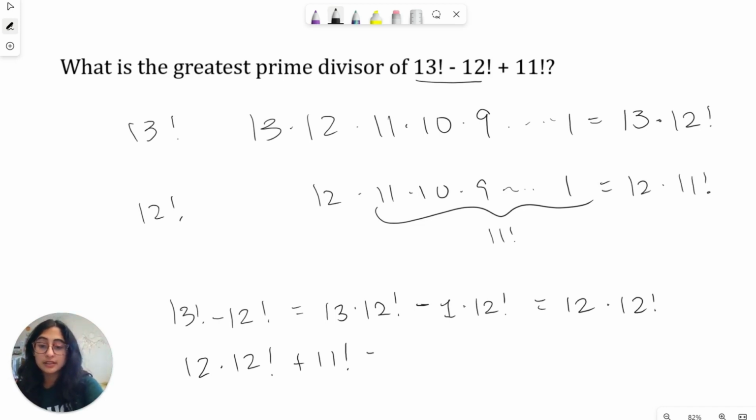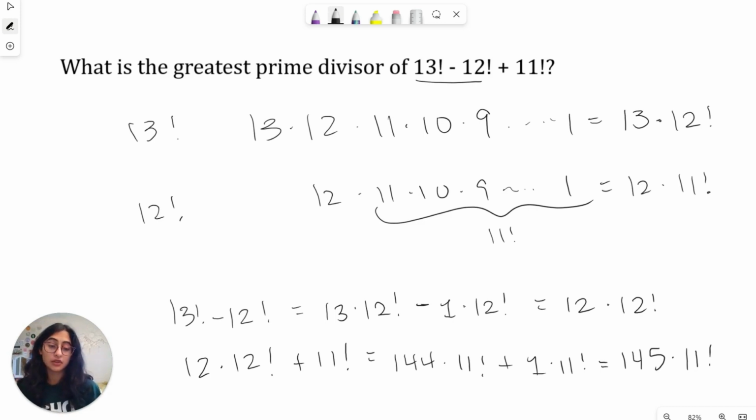So we can rewrite this to become 12 times 12 times 11 factorial, or just 144 times 11 factorial, plus 11 factorial. So if we have 144 of something and we add 1 times 11 factorial, we add 1 of the same thing, that leaves us with 144 plus 1, 145 of that something. So this leaves us with 145 times 11 factorial. And now it's looking for the greatest prime divisor of 145 times 11 factorial.